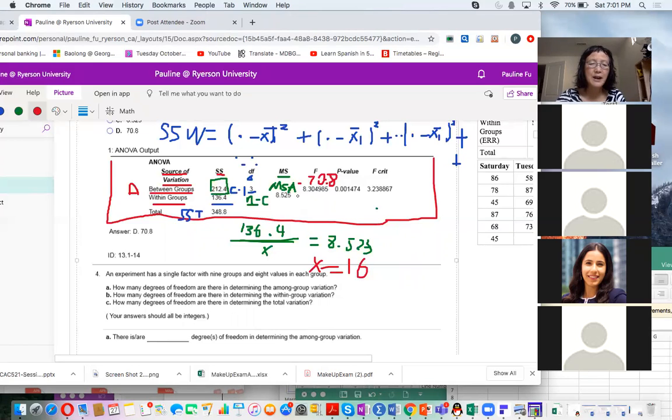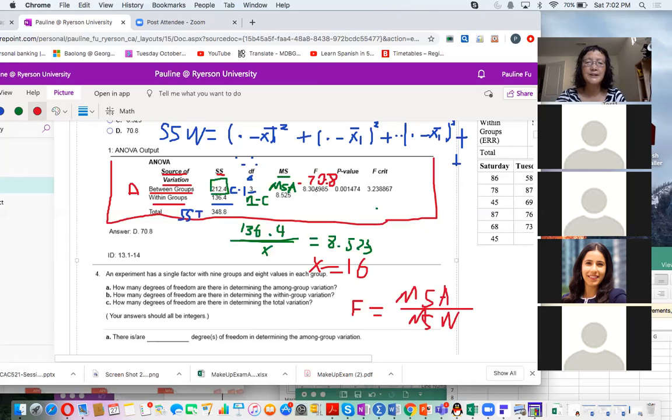MSA divided by MSW. So what is F? I'll write it here. F equal to MSA divided by MSW. So this is the F test statistic. And this number is given.